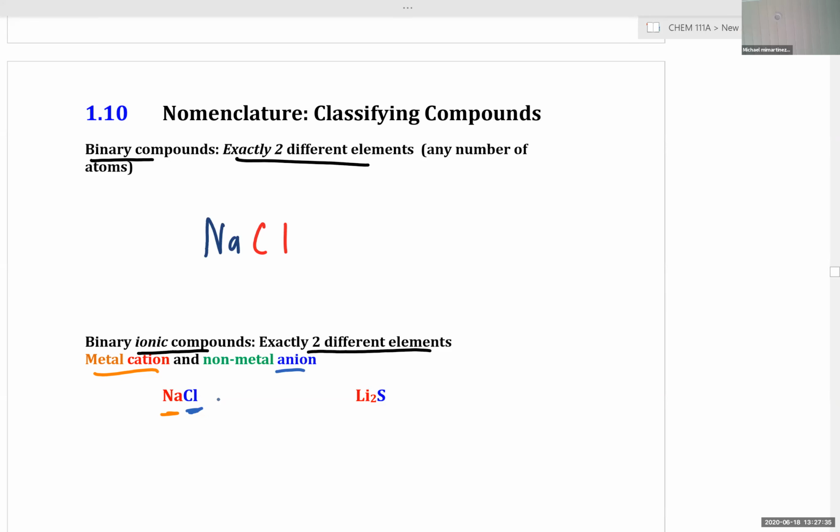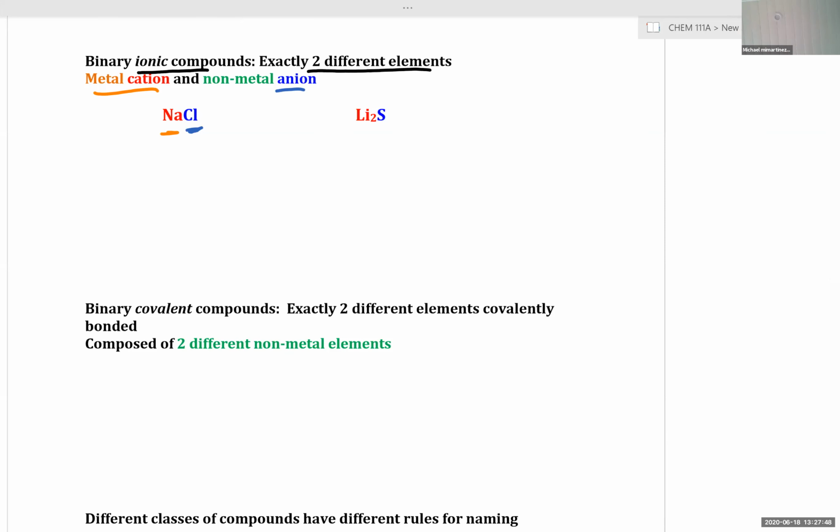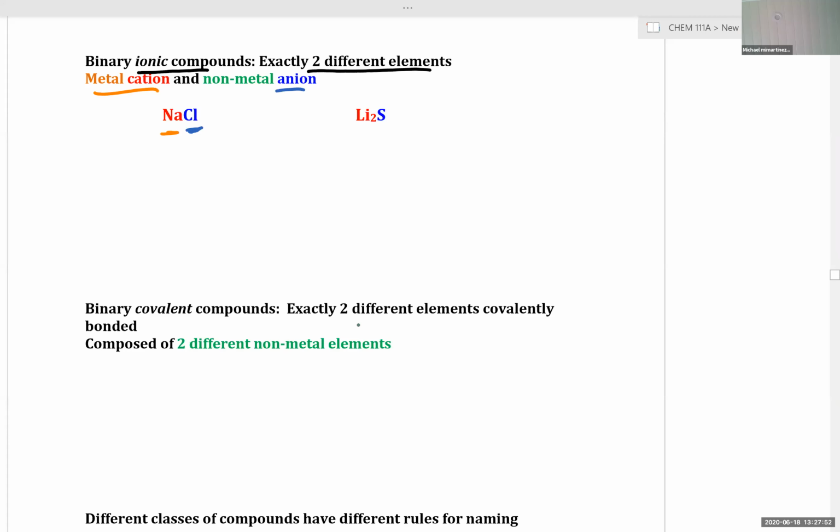So binary ionic compounds contain a metal cation and a non-metal anion and exactly 2 different elements, no more, no less. Binary covalent compounds contain exactly 2 different elements covalently bonded, and binary covalent compounds are composed of 2 different non-metal elements. So examples of this would be carbon monoxide.